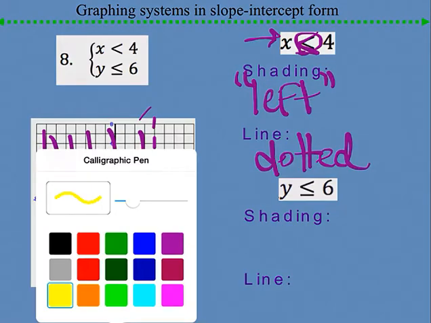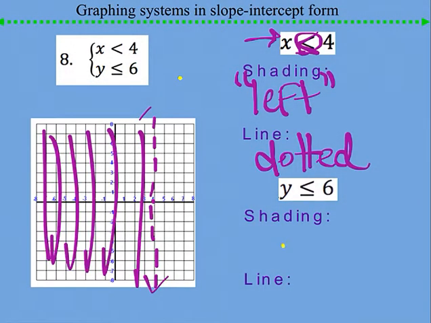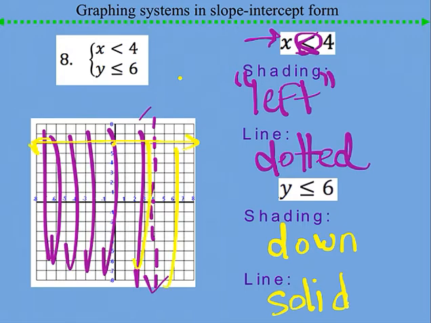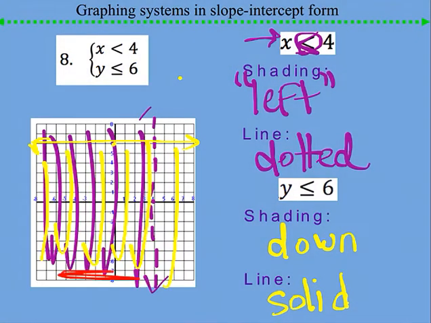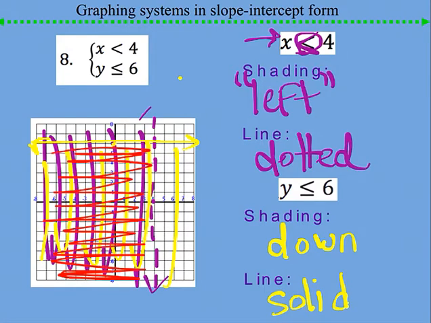Now let's graph y is less than or equal to 6. We're going to be shading down since it's facing away from the y. And since there's a line underneath there, my line is going to be solid. So I'm going to find 6 on the y-axis, which is right here, and draw a horizontal solid line through it. Then I'm going to shade down. So I actually have a really large region where they overlap, and that region is right here. I want to make it really, really obvious where my final shaded region is, okay?